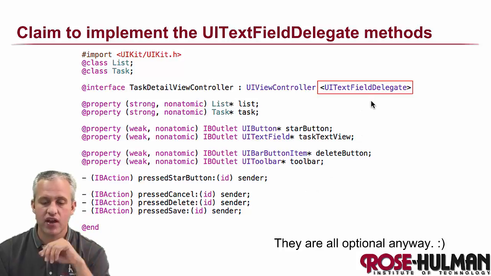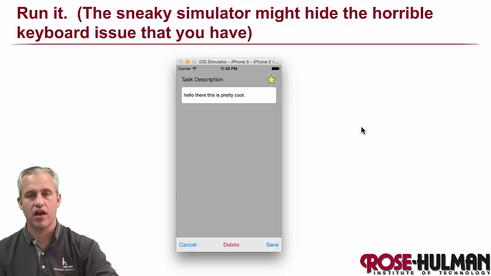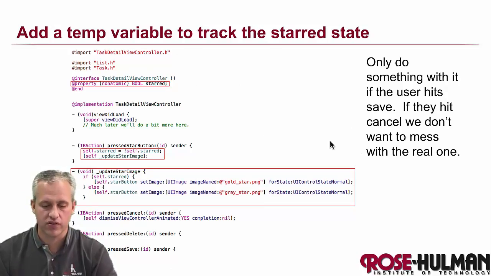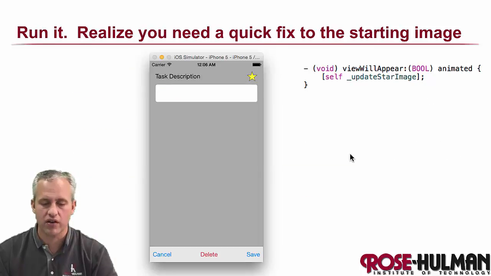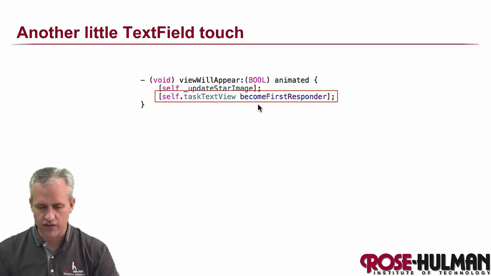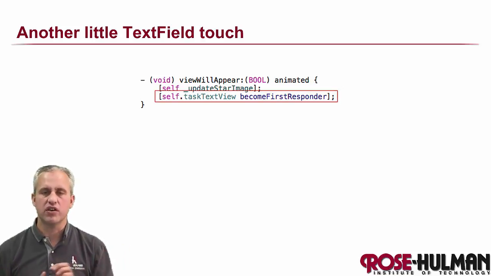The way we did it this time, and we're going to do it a different way later, is we handled hitting the return key, and that'll fix it on a real hardware device. And then we implemented a couple things. We implemented the star button just because it would be fun. And then some little things like resigning the first responder and becoming the first responder. All right, I think that's enough for this time. Those were just some basic UI skills.